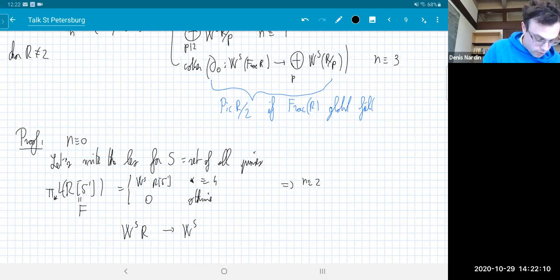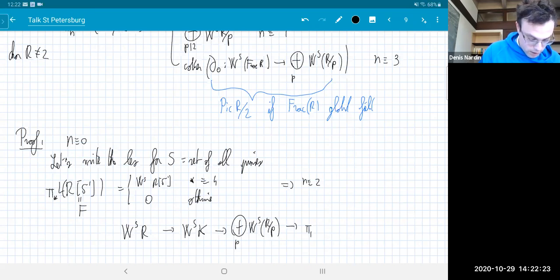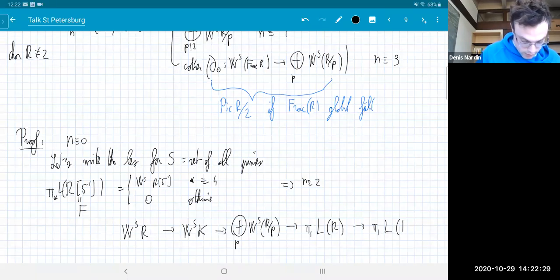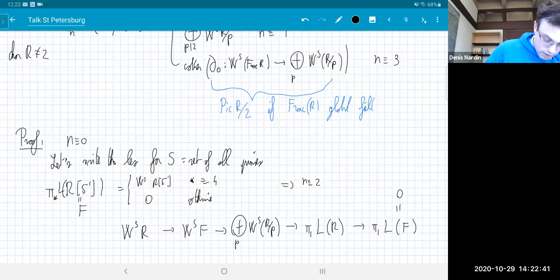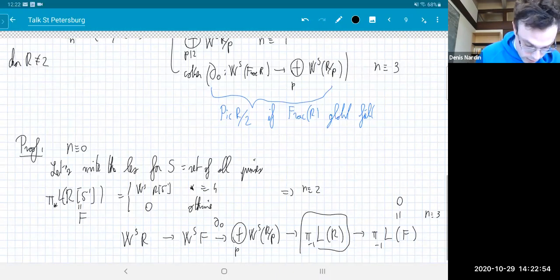pi to the Witt group of K goes to pi to the sum over P of the Witt group of R mod P goes to pi 1 of L of R goes to pi 1 of L of F. And that's 0. So you see that, wait. Oh, pi minus one. You see that this guy is exactly the cokernel of this delta 0. So this gives the statement for n congruent to 3.